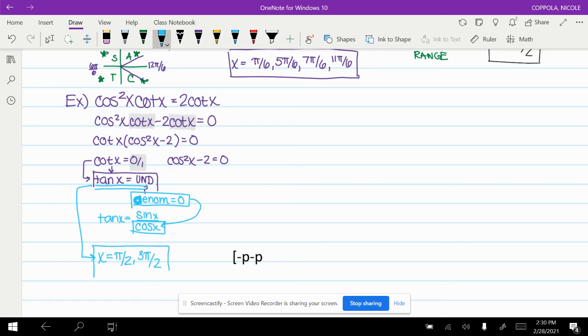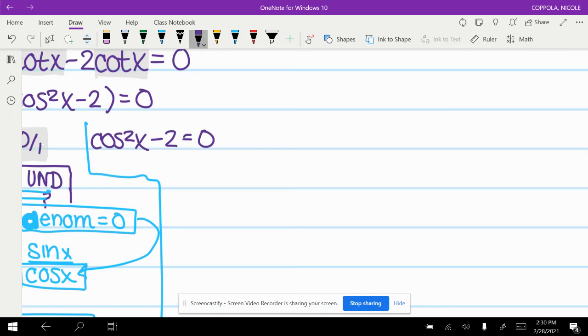Okay? So last but not least, I have to look at this second piece here. And here I need to look at cosine squared x equals 2. So getting cosine squared alone, I've got cosine squared x equals 2. Square rooting both sides, cosine of x equals plus or minus radical 2.